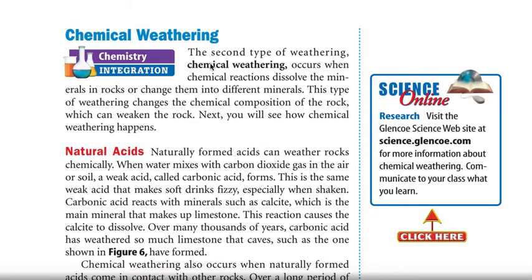Chemical weathering. The second type of weathering, chemical weathering, occurs when chemical reactions dissolve the minerals in rock or change them into different minerals. This type of weathering changes the chemical composition of the rock, which can weaken the rock. Next, you'll see how chemical weathering happens.